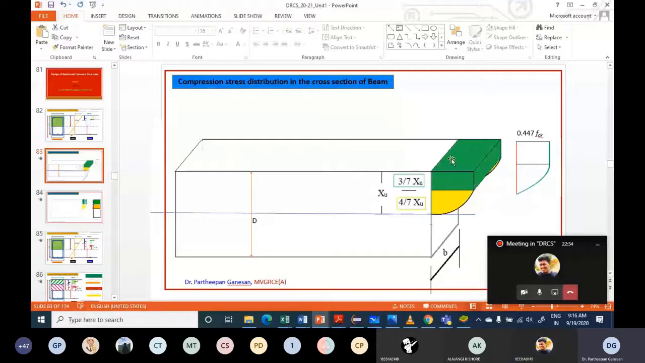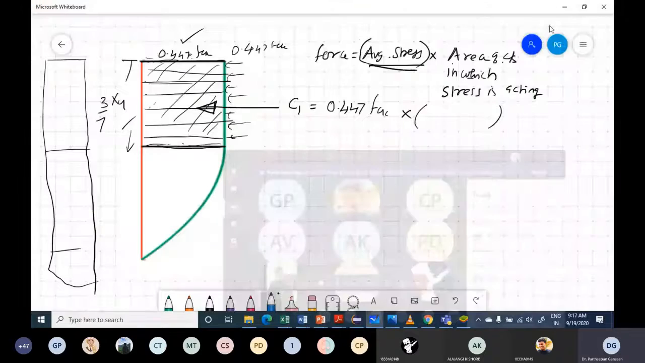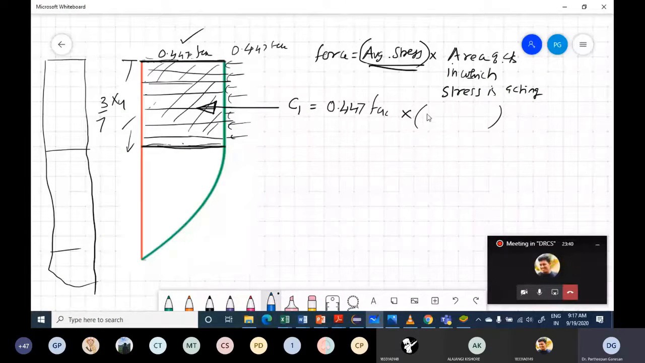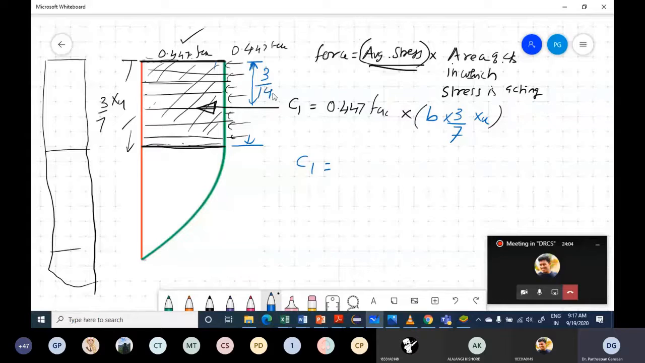Area in which this rectangular portion is acting. This is a rectangular stress distribution. The area of cross section in which this stress is acting is B into 3 by 7 XU. So what is this C1? Okay, that is fine. And at what height will it be acting? This total is 3 by 7 XU. What is the height at which this force will be acting? Because it's a rectangular distribution, it is half of this, 3 by 14 XU.